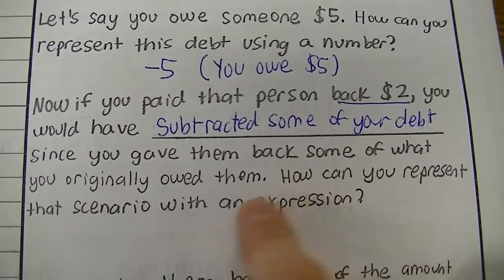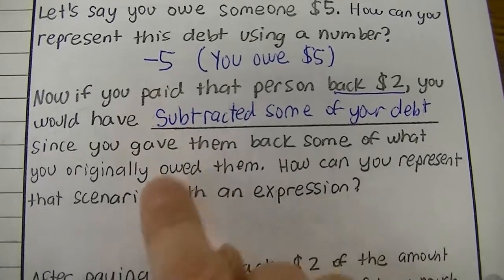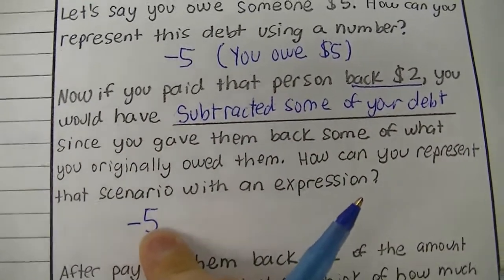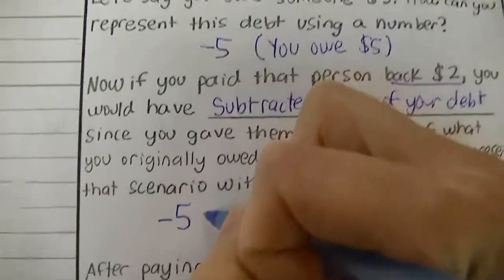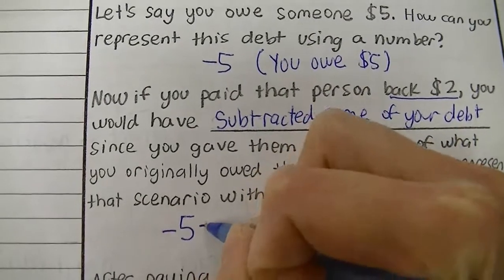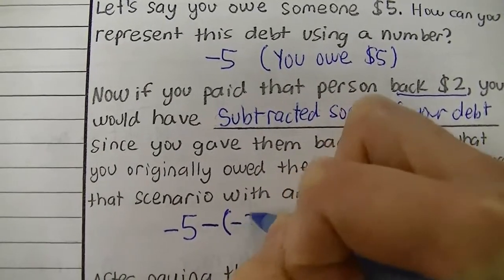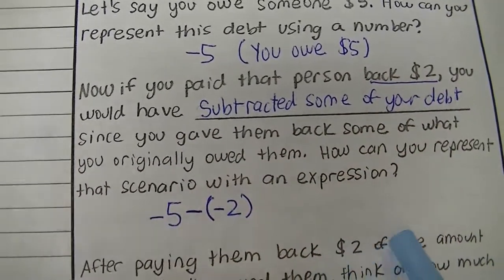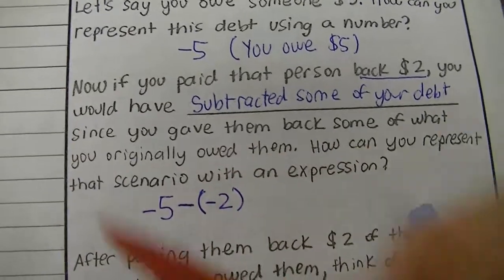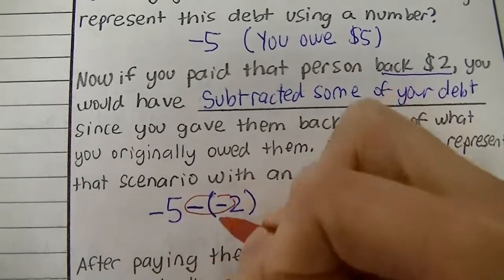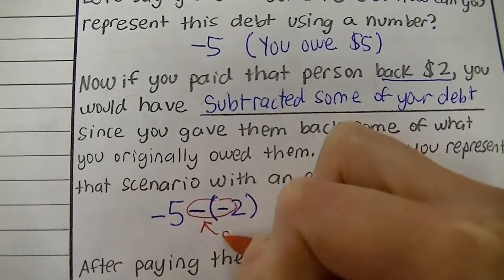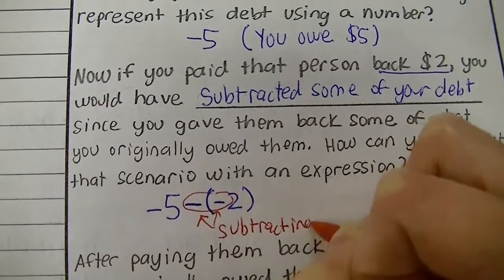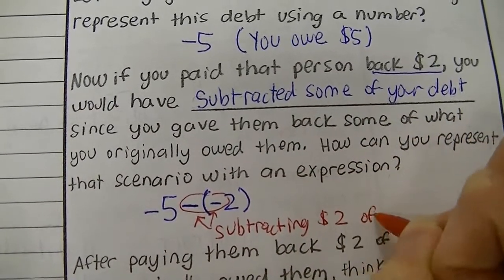And how can you represent this scenario with an expression? So I'm going to go ahead and show you that. You had owed them $5. That represents the -5 represents how much you owed them. And here's the weird part. You're subtracting some of that debt. Okay? You're paying back 2 of that debt, $2 of that debt, okay? And this is an expression. You'll see there's no equal sign. So let's go ahead and model this right there. What that right there, this is you subtracted. You're subtracting $2 of your debt.